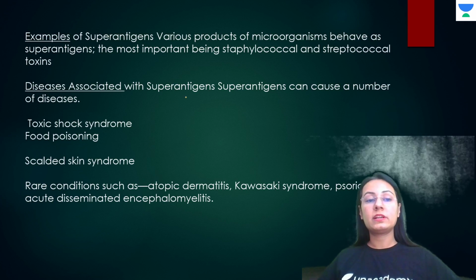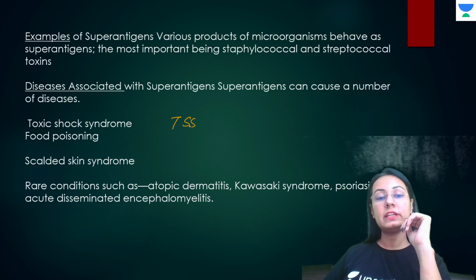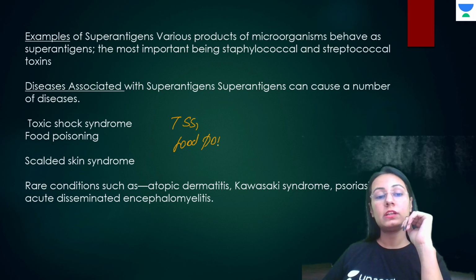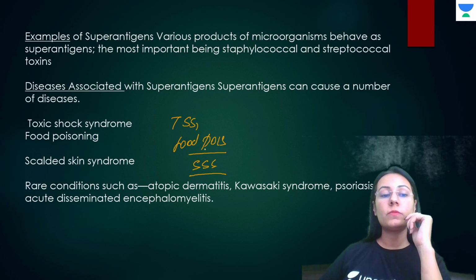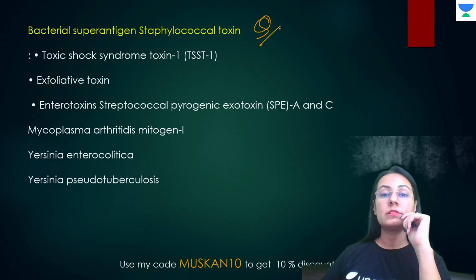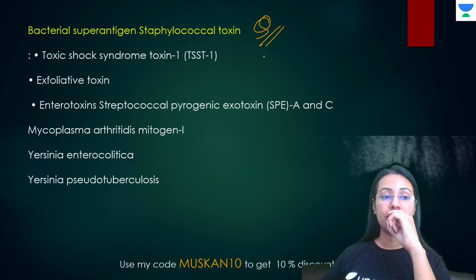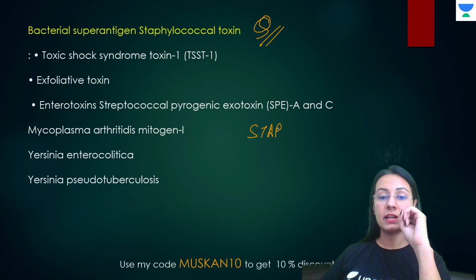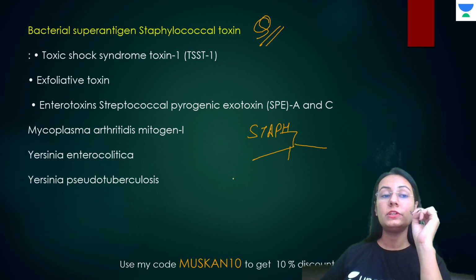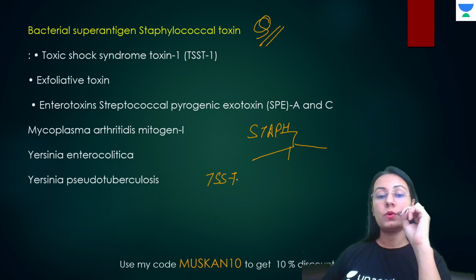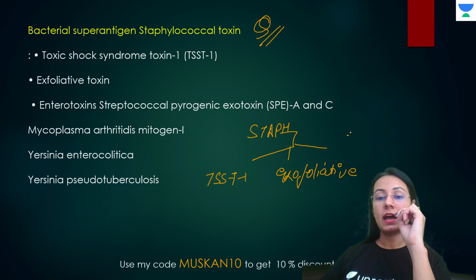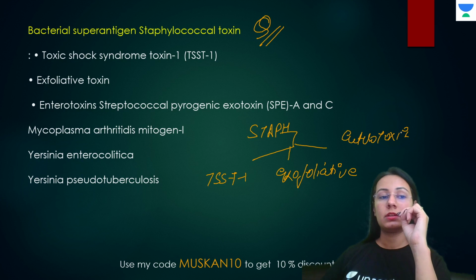Examples we need to remember: there are a number of diseases, one is TSS, another is food poisoning, and the scalded skin syndrome. Now the most important are the examples that we need to remember. First, start with Staph, which has three toxins: TSST-1, besides that the exfoliative toxin and epidermolytic toxin, and the enterotoxin, and of streptococcus.